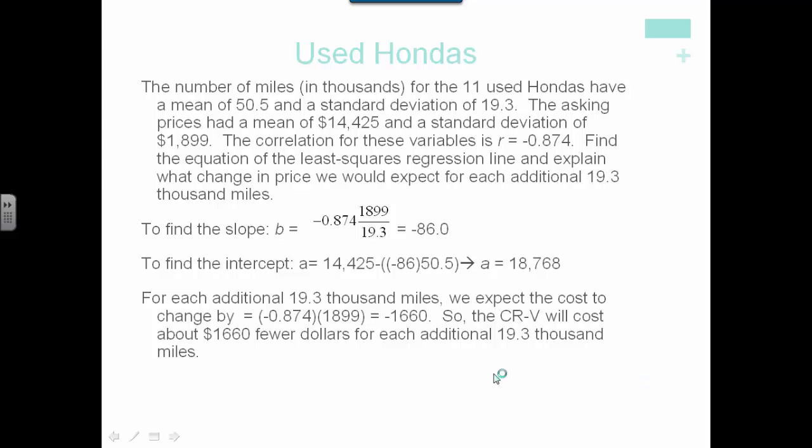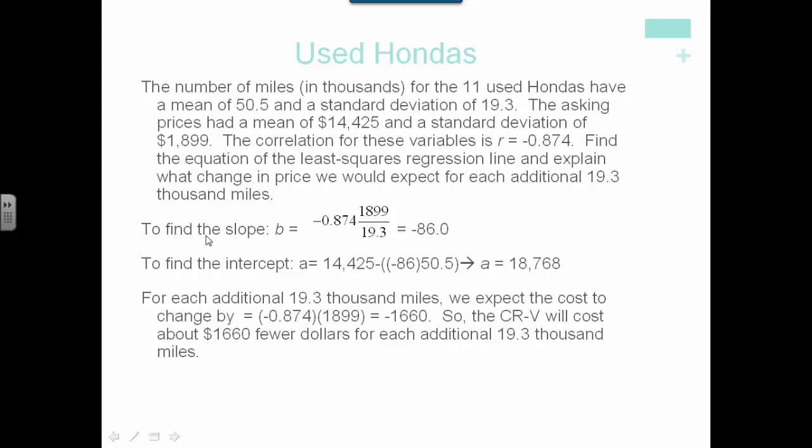Here's another example. We have the asking prices for our Hondas, a mean of $14,425. The mean for 11 used Hondas is 50.5, a standard deviation of 19.3, and this is in number of miles in thousands. And the standard deviation is $1,899. The correlation was R equals negative 0.874. We want to find the equation of the least squares regression line and explain what change in price we would predict for each additional 19.3 thousand miles.